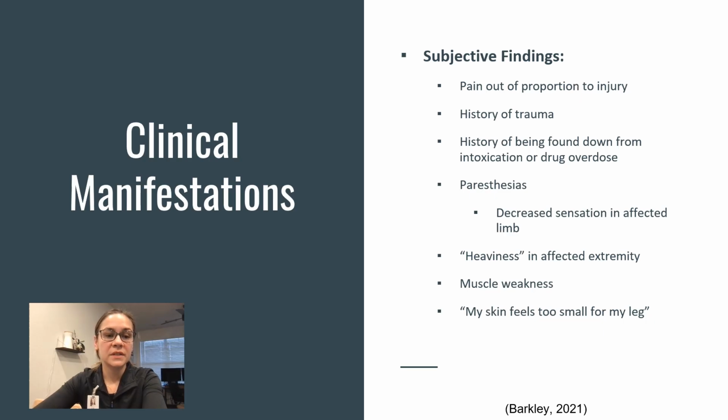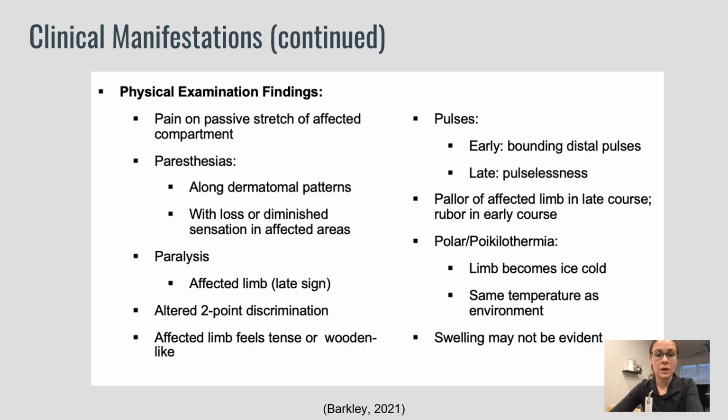For the clinical manifestations of compartment syndrome, the subjective findings include pain out of proportion to the injury, a history of trauma, a history of being found down from intoxication or drug overdose, paresthesias such as decreased sensation in the affected limb, heaviness in the affected extremity, muscle weakness, and the patient may complain that their skin feels too small for their leg.